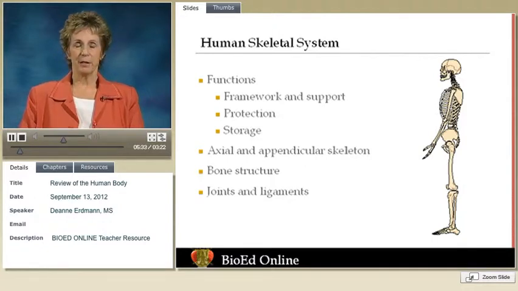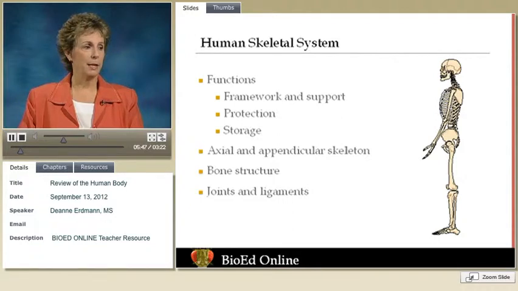So the skeleton gives us a lot of support. It gives us protection. If you take a look, you can see the heart and lungs are protected by the rib cage. The brain is protected by the part of the skull called the cranium, and the spinal cord is protected inside the vertebral column. And finally, storage.